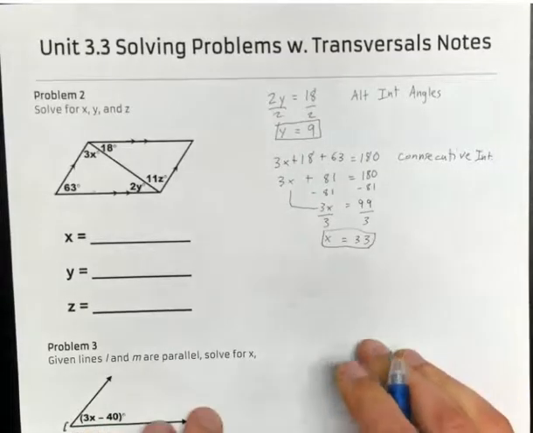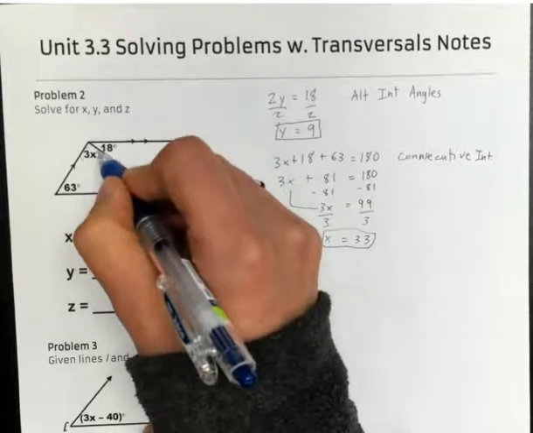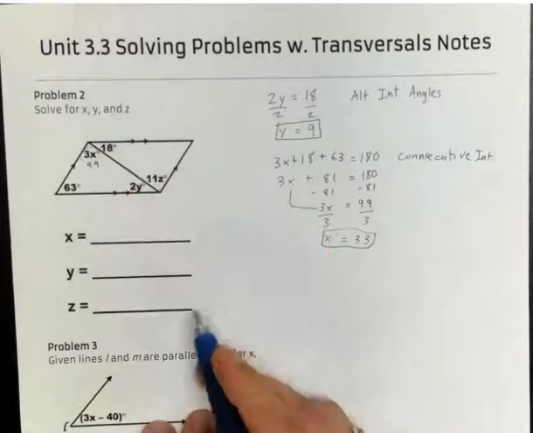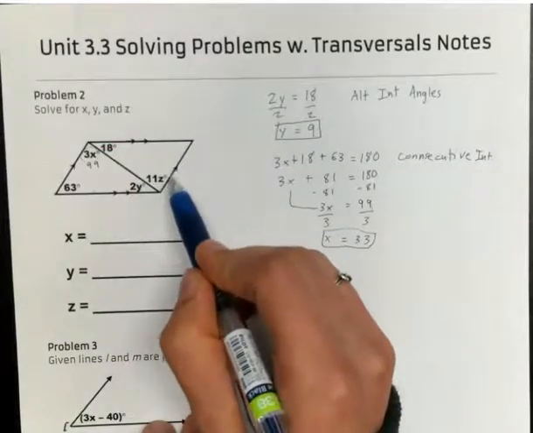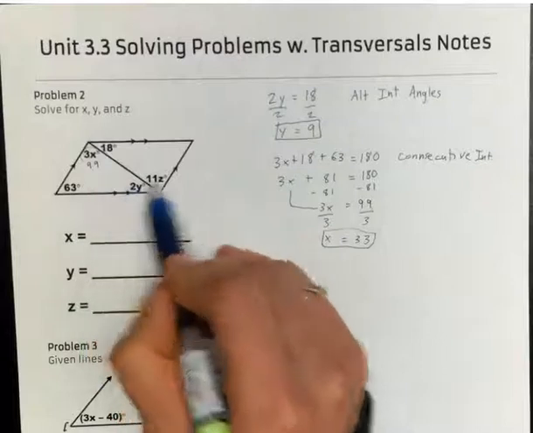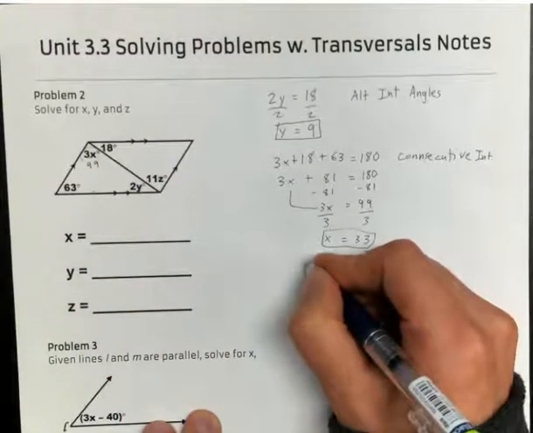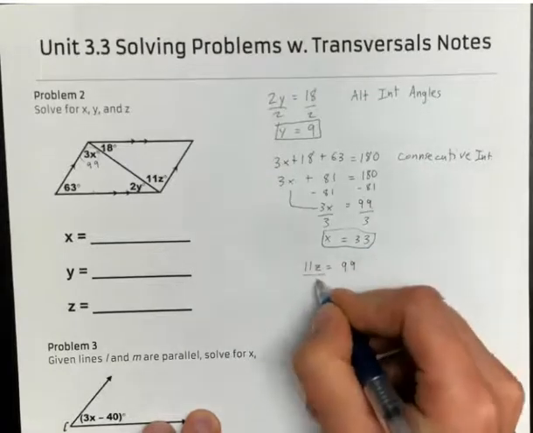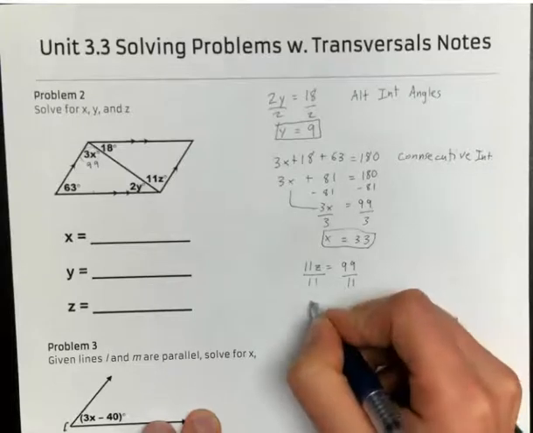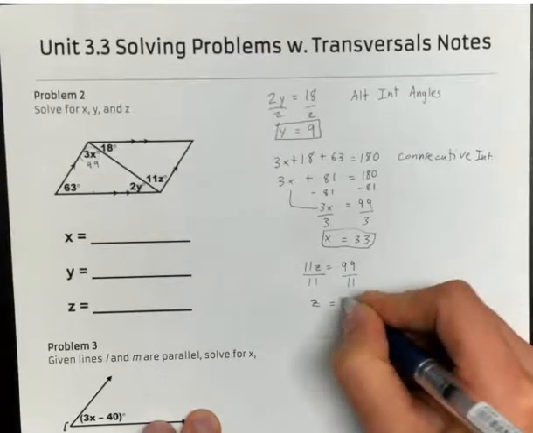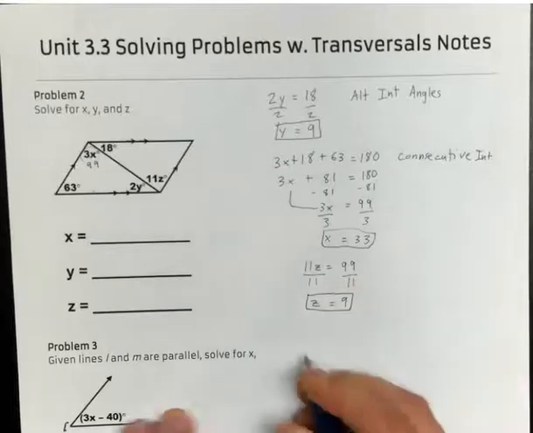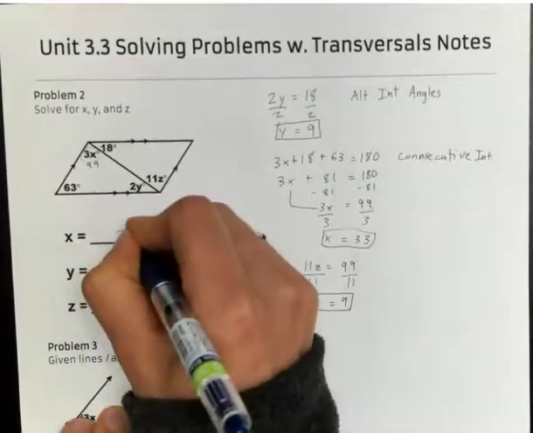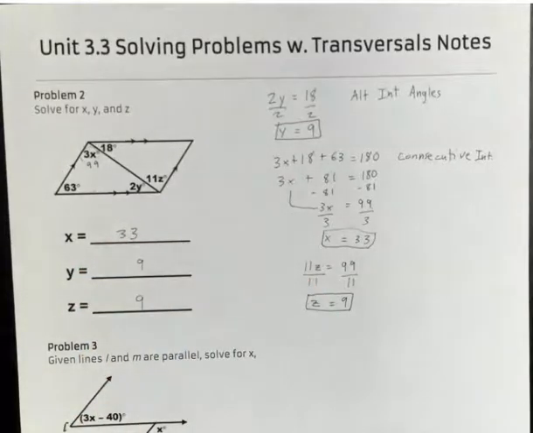And then next, what I'm going to do is this 3x right here, we just said 3x is 99, so I'm going to put a 99 right there. And that's also going to be alternate interior angles with this 11z. So I'm going to go ahead and say 11z is equal to 99. And then just divide by 11 on both sides, and I get z is equal to 9. Now I just got to plug in where everything goes. There we go. This one was much simpler than the systems of equations problem.